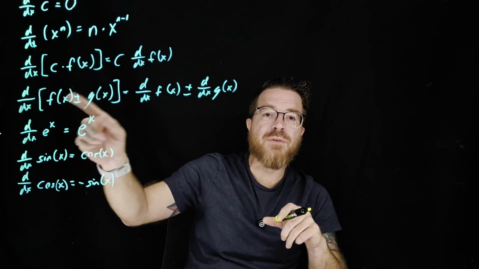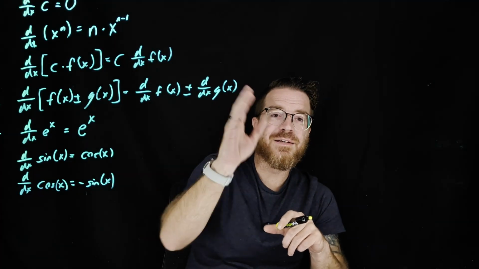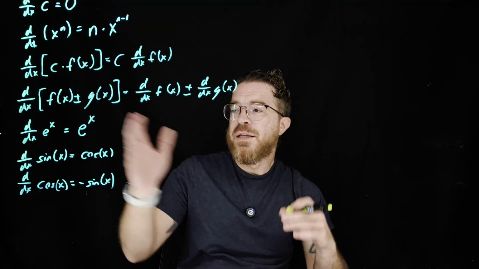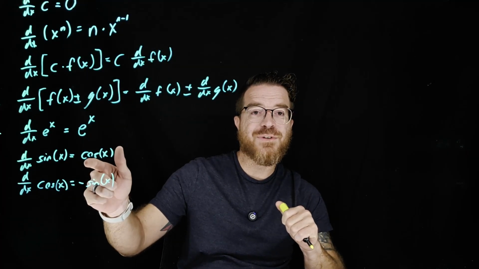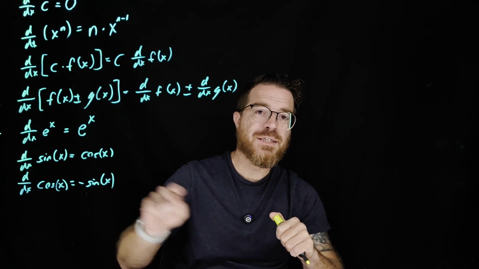If you have the derivative of two functions added or subtracted, you can take the derivative of the first, added or subtracted to the derivative of the second. If you have the derivative of e to the x, you'll just get out e to the x. If you have the derivative of sine of x, you'll get out positive cosine x. If you take the derivative of cosine x, you'll get out negative sine x.